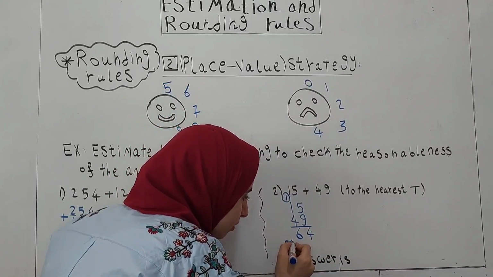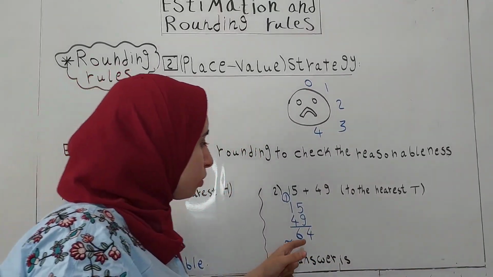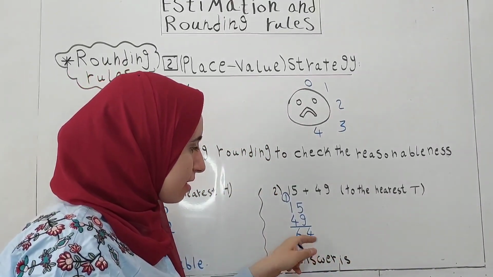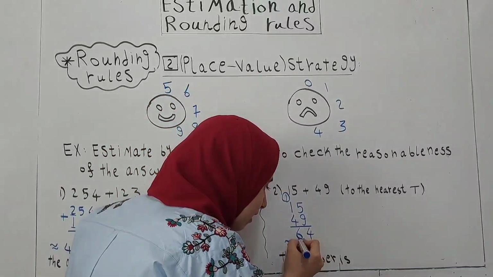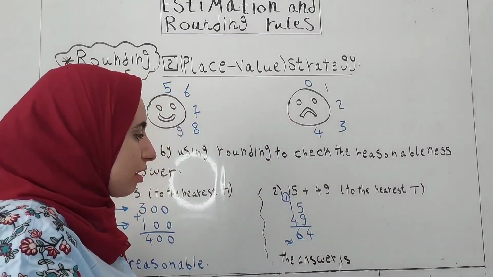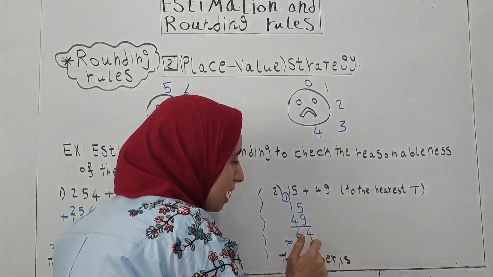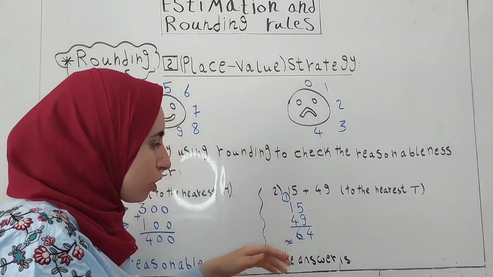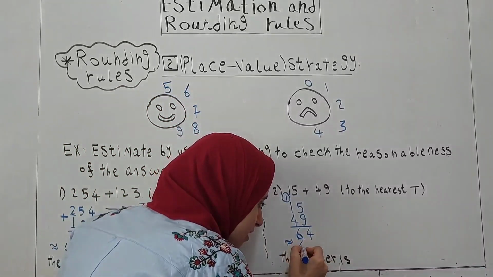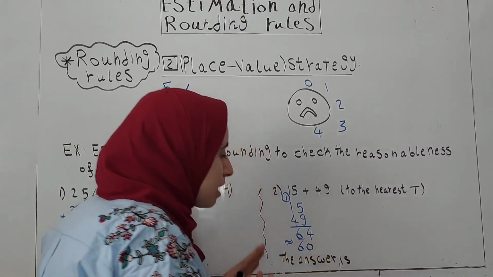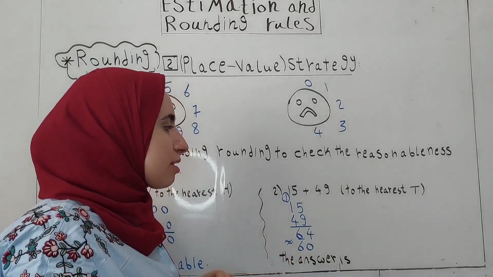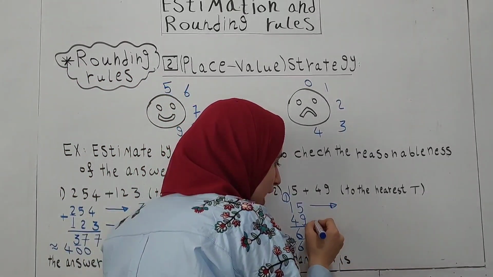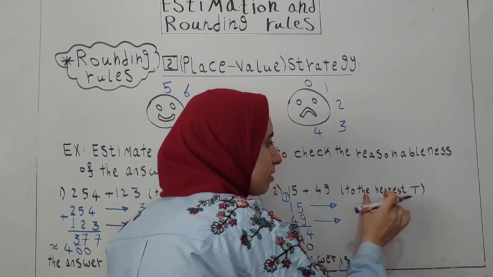Then we round to the nearest tens. The digit in the tens place is 6. We underline it and we're looking at the digit in the next door, which is 4. 4 is a sad number, so we put the digit 6 as it is and replace the ones place with 0. It approximately equals 60.